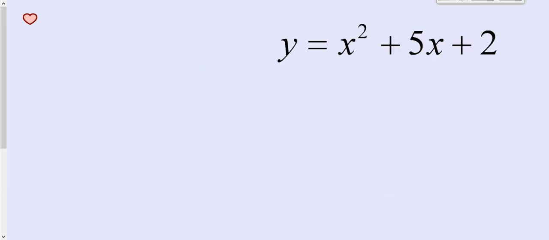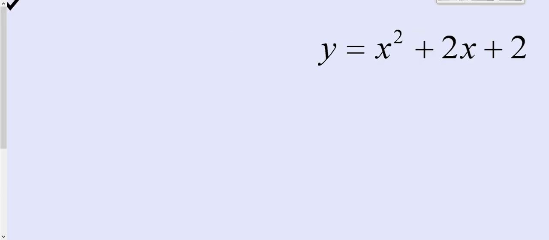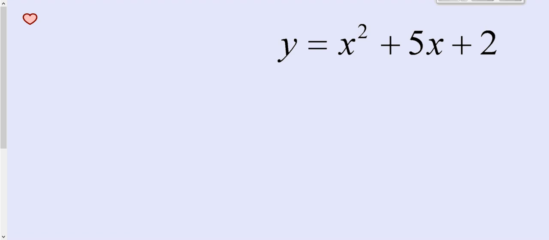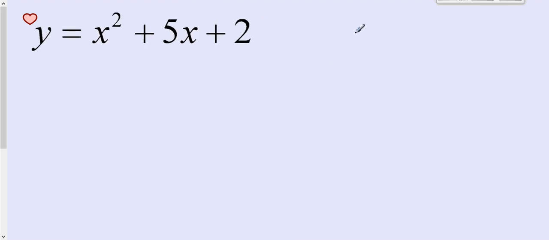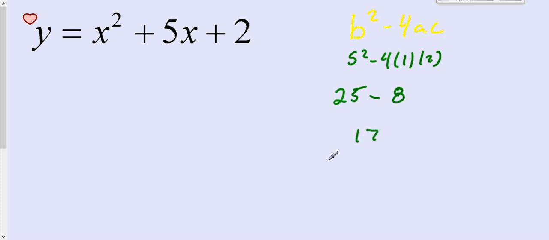Let's try one similar to that one. So we have x squared plus 5x plus 2. First thing we should check is our discriminant. B squared minus 4ac. So that gives us 5 squared minus 4 times 1 times 2. So b squared gives us 25 minus 8. That gives us 17. It's positive, so there's two real roots.